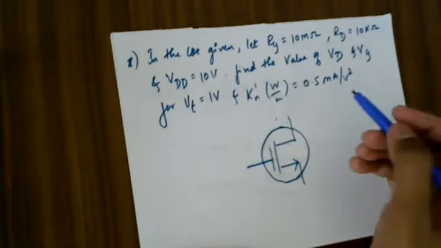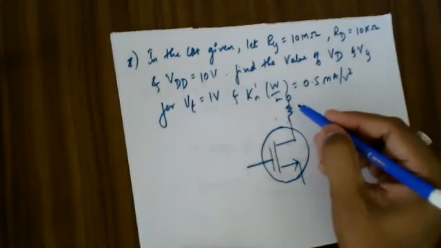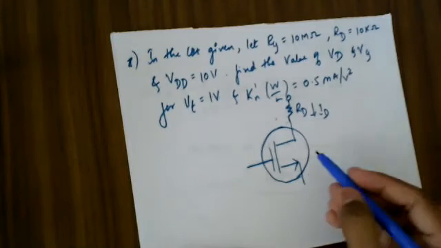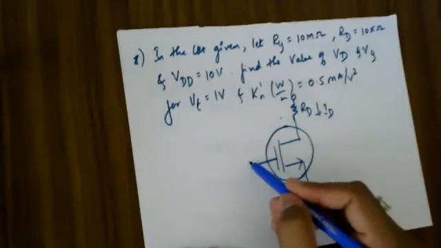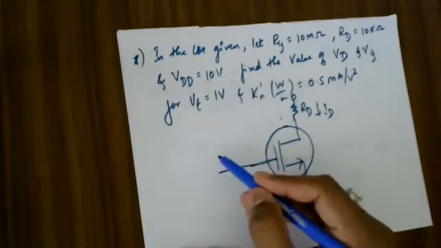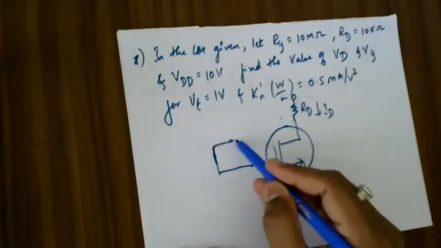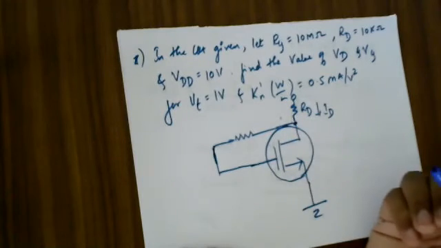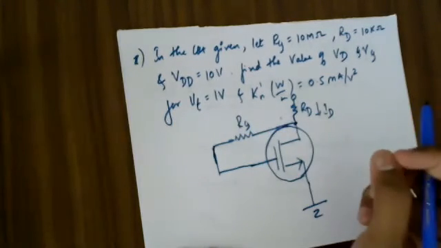Is it clear? Then this is your resistance. This resistance is RD. The current flow is ID. This is being connected to the ground. Then I can have a resistance here, and this is connected to the feedback terminal. So this is my resistance RG.